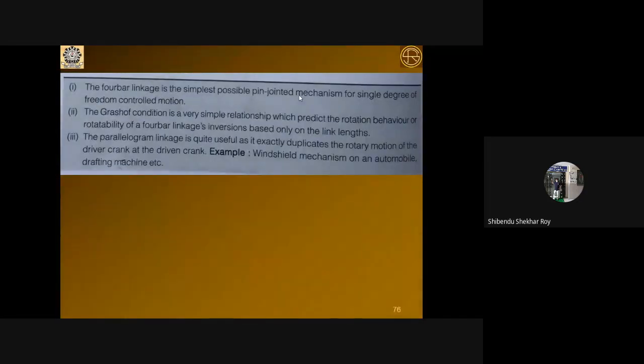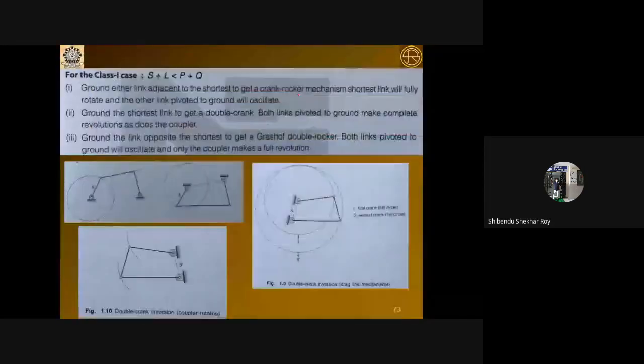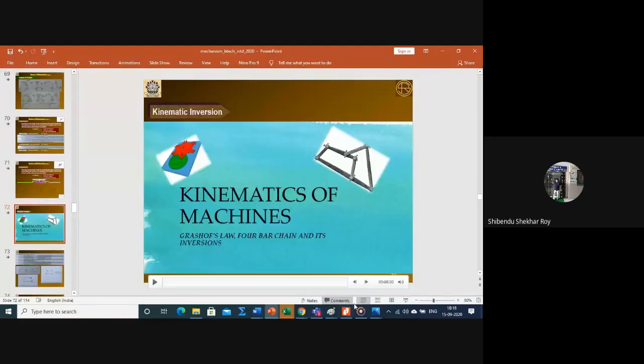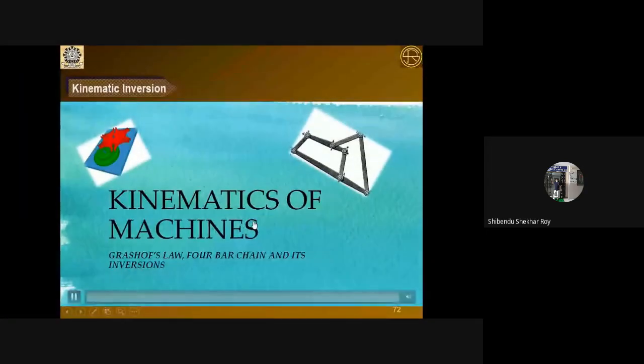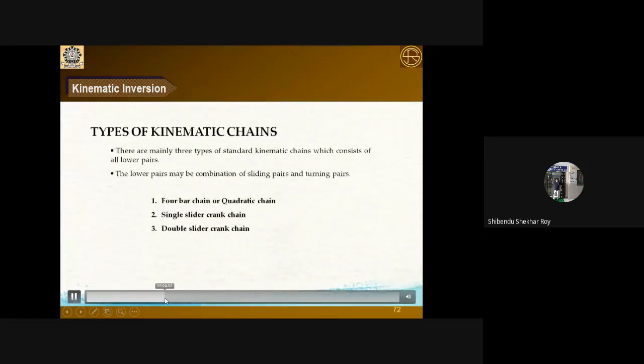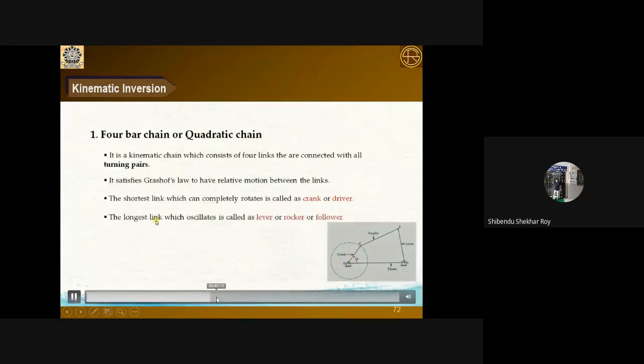Now let me see whether the video will work or not. Sorry. So I already mentioned the Grashof law. I only wanted to show you whether any animation is there or not. Let me check, I forgot.